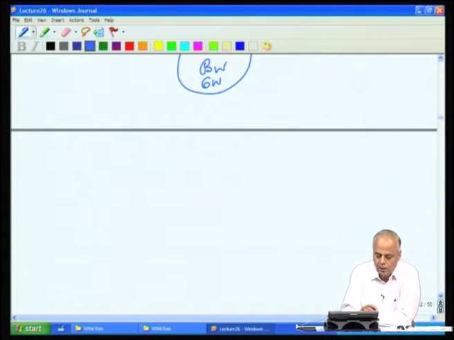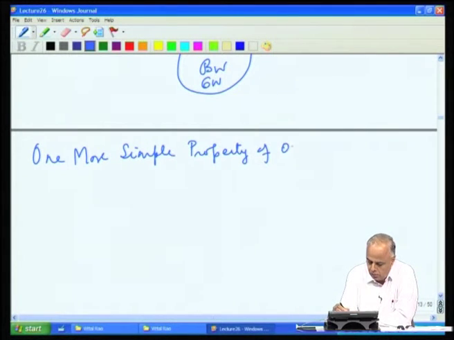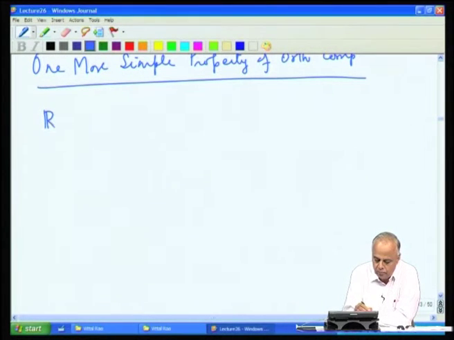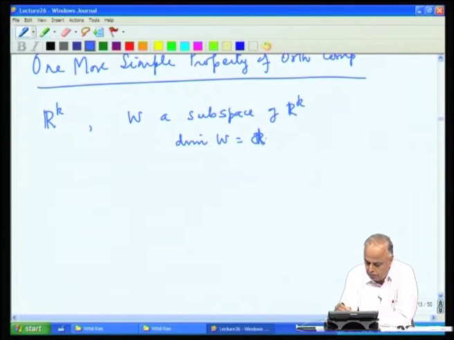In order to do that, let us first look at one more simple property of orthogonal complements. So, let us look at one simple property of orthogonal complements. So, let us take R^k and W a subspace of R^k, say the dimension of W is equal to D. Let us say the dimension of W is equal to D.